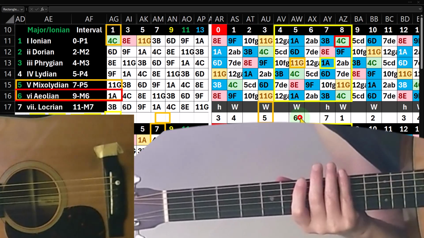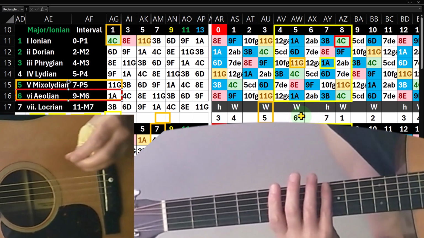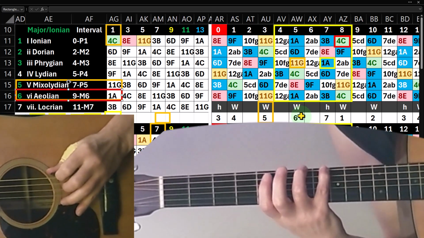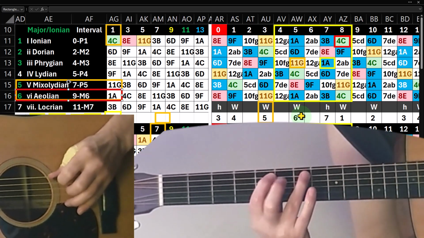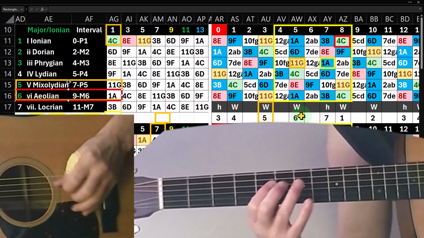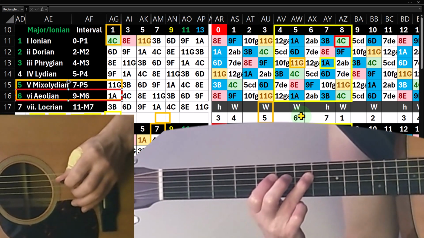All right, so let's count through this again. So we're going to stay here. We're going from this C up top. So we're going to say this is going to be 1, 2, 3, 4, 5. And then we're going from 5 to the 6. That's our point of focus.